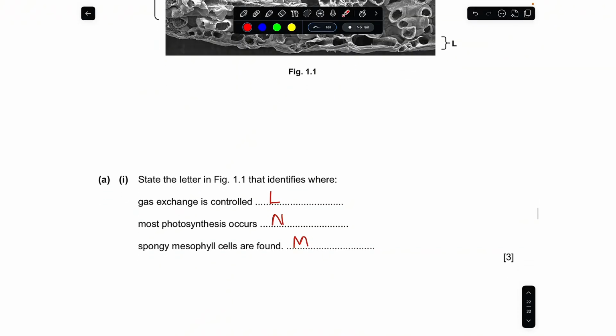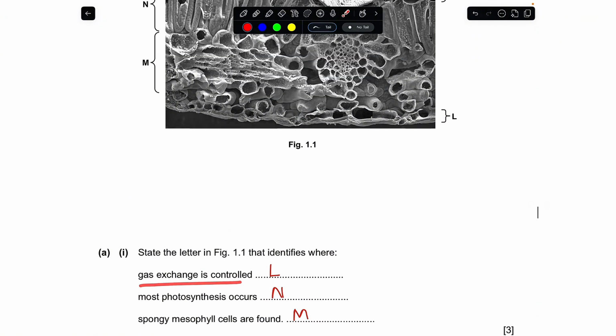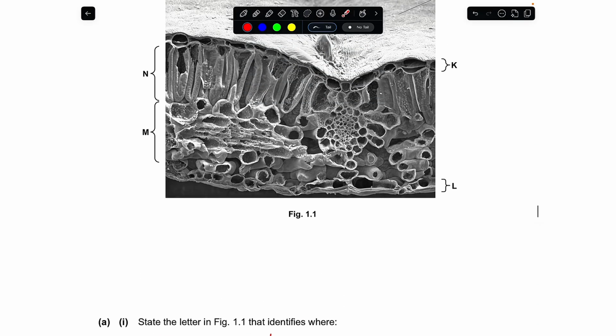And for 3 marks, they say state the letters in figure 1.1 that identify where the gas exchange is controlled. So we know this is L because in the lower epidermis we have the guard cells having stomata in between them, contributing their role in the gaseous exchange. They ask where most photosynthesis happens. So this is N because in the palisade mesophyll cells, the number of the chloroplasts is highest.